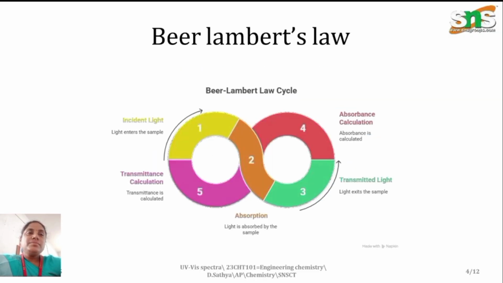Beer-Lambert's law. So this is the main law in UV visible spectroscopy. So what is Beer-Lambert's law? The incident light will be passed through the solution. The solution will absorb the light and transmit radiation of a particular wavelength. That means the incident light enters the sample, absorbance and transmittance are calculated, and finally the transmitted light emerges from the sample. This is Beer-Lambert's law.